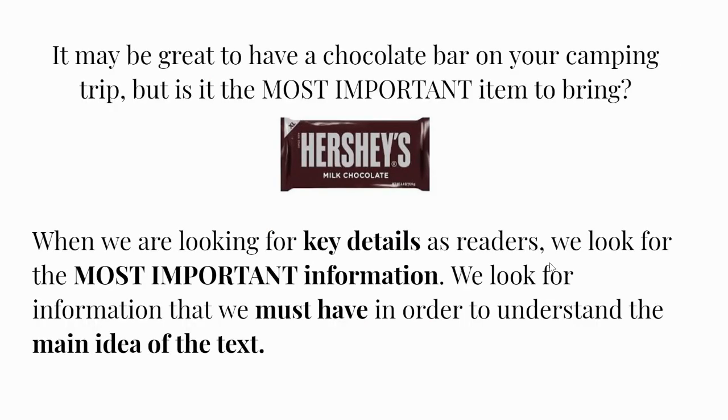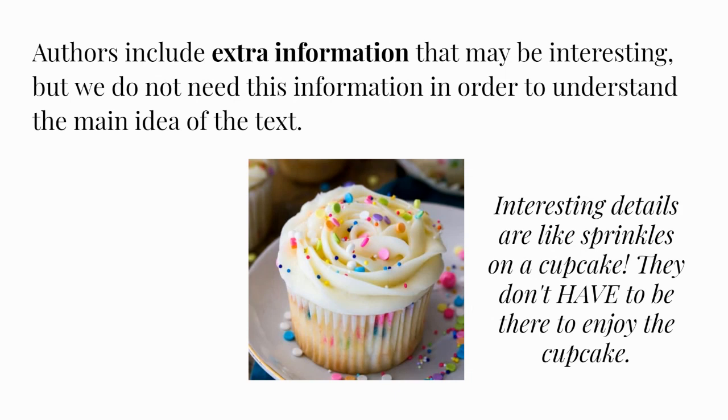Now, it might be great to have a chocolate bar on your camping trip, but is it the most important item to bring? In our reading, when we are looking for key details as readers, we look for the most important information. We look for information that we must have in order to understand the main idea of the text. Authors include extra information that might be interesting, such as it might be interesting to bring that deck of cards on your camping trip. But we do not need that information in order to understand the main idea of the text.